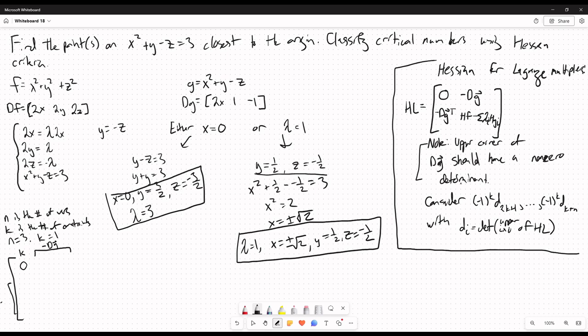Here we're going to have negative dg transpose, so we'll just flip it. And then the rest of this is going to be the Hessian of f minus lambda 1 times the Hessian of g1 minus lambda 2 times the Hessian of g2, etc. In this case, we only have one constraint, so we don't need to do a whole bunch of extra stuff. So that's what this weird Hessian is going to look like. Let's scroll down a little bit.